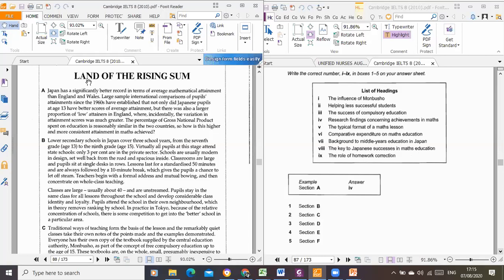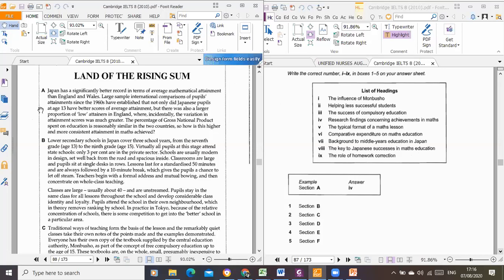The title says the land of the rising sun, which doesn't really tell me much, so I will skim through the passage in 2-3 minutes to see what it's talking about. I start from paragraph A. This is called skimming. I'm going to read the first sentence, which is very important, and the last. In some cases, I might add the second sentence. Basically, I just want to have an understanding of that passage.